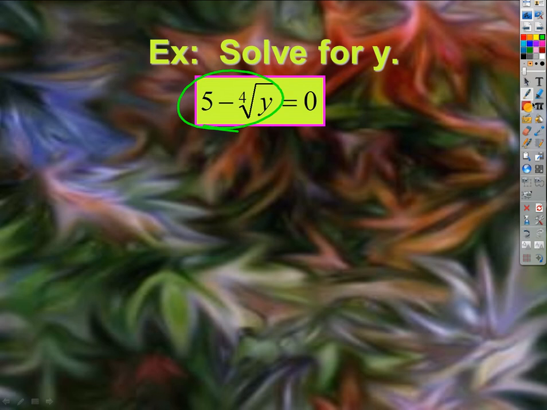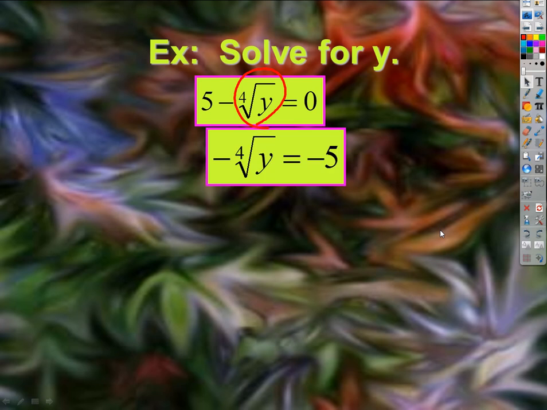So instead, you guys are already on the right track. I want to get the radical all by itself on one side of the equation before I take both sides to the fourth power, right? Okay, so to do that, I would subtract 5 and then multiply by -1.